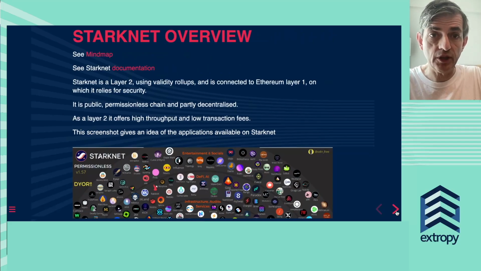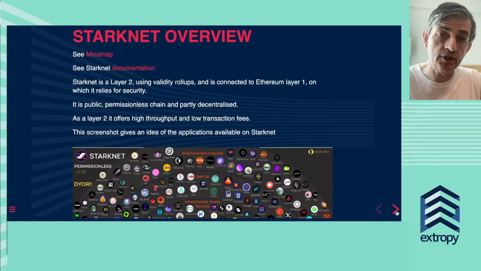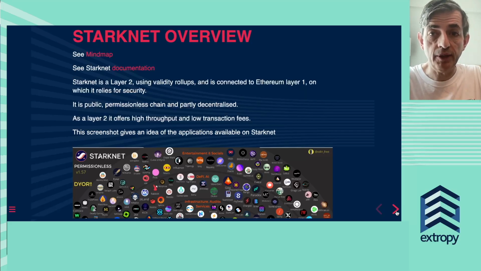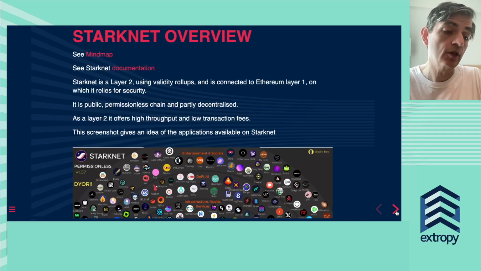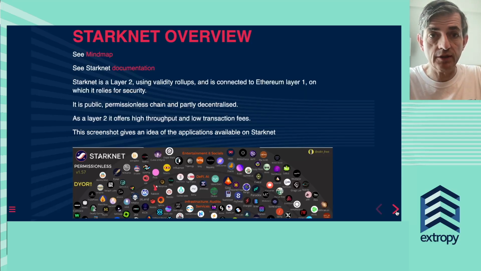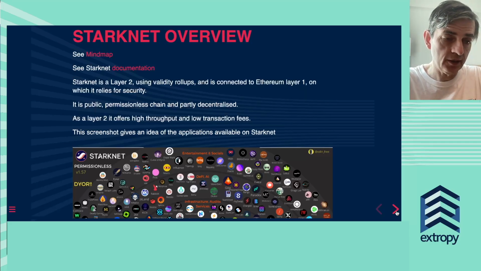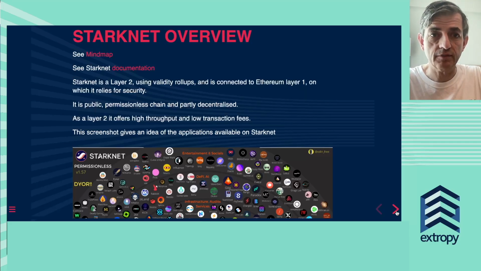There's some documentation, and it is a very typical Layer 2. It uses validity rollups and is connected to the Ethereum mainnet, the Layer 1, and relies on that for security. It is a public chain. It is permissionless and partly decentralized. I say that because of one of the components of Starknet, the sequencer, which at the moment is centralized, but is moving towards being decentralized.